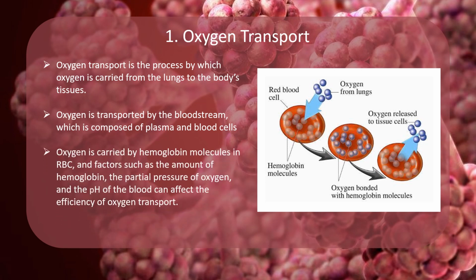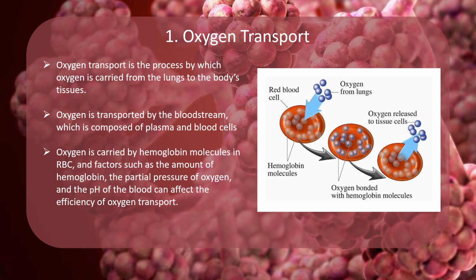Factors that affect oxygen transport include the amount of hemoglobin in the blood, the partial pressure of oxygen in the air and the bloodstream, and the pH of the blood. If the amount of hemoglobin in the blood is reduced, less oxygen can be carried to the body's tissues. Similarly, if the partial pressure of oxygen in the air or in the bloodstream is low, less oxygen can be transported to the tissues. Changes in the pH can also affect oxygen transport.